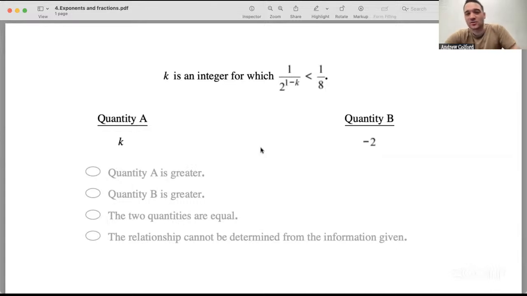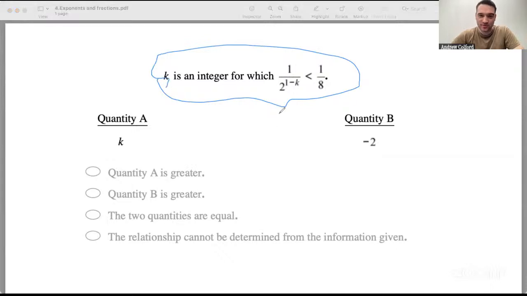All right. K is an integer for which 1 over 2 to the power of 1 minus k is less than 1 over 8. Since this is a given, our information that must be true, let's try to pick a value of k that could work for it. And 1 is not a bad number to start with. What happens if I plug in 1 for k? I get 1 over 2 to the power of 1 minus 1, 2 to the power of 0. So that's 1 over 1, which fails this, right? So that doesn't work.